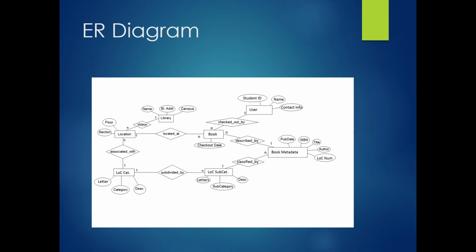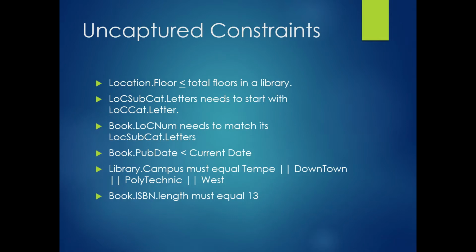So here's our ER diagram, which goes over the relationships and entities associated with our solution, and some of the uncaptured constraints for our system. Some are pretty straightforward, such as there can't be more floors than there are in the library. Also, a library campus has to equal a predetermined name, such as Tempe or downtown. And ISBN length must be equal to 13.